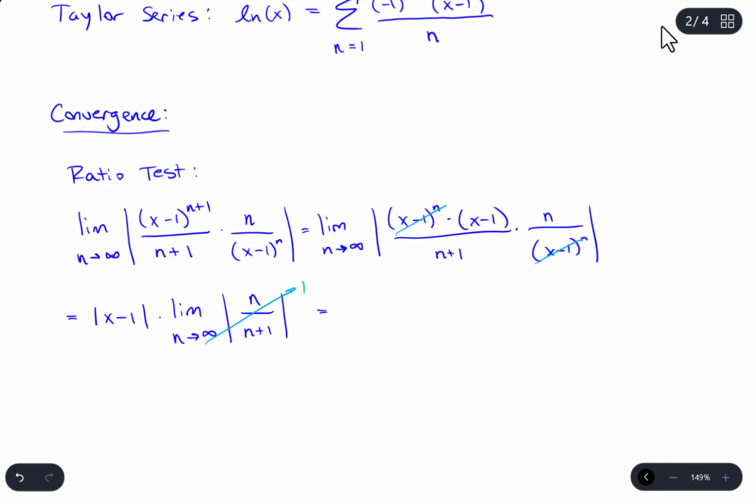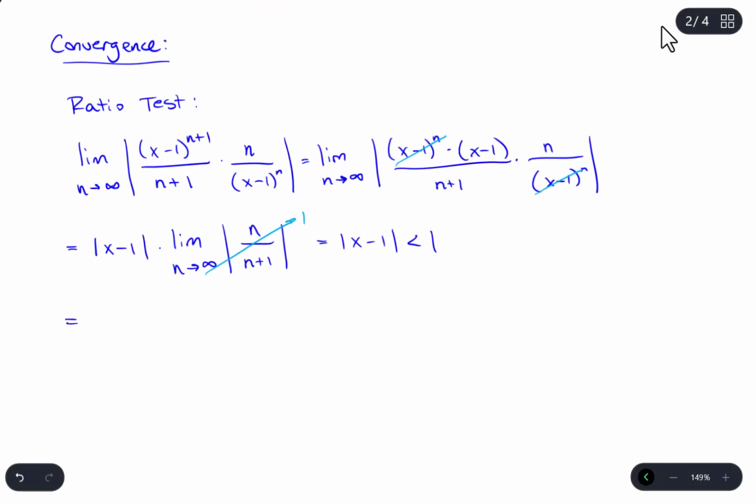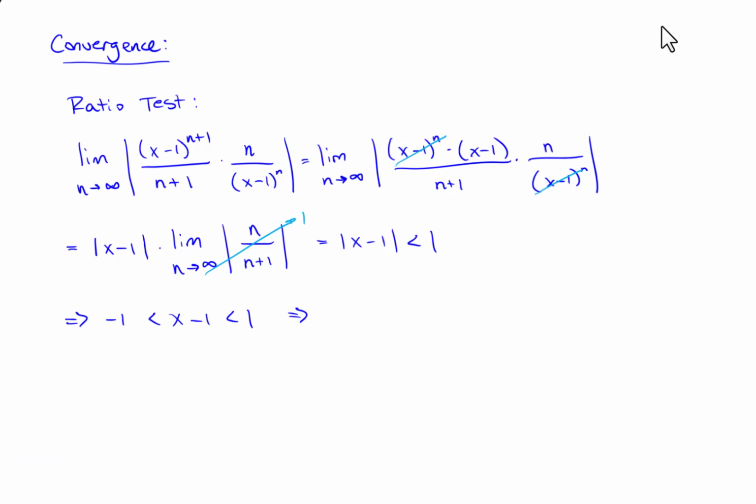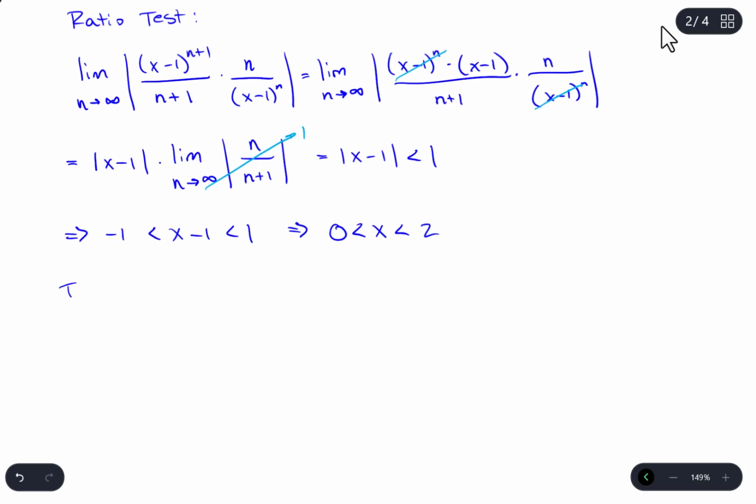So we have absolute value of x minus 1, which would converge whenever that's less than 1. So that tells me I have negative 1 less than x minus 1 less than 1, or if I add 1 to both sides, this is going to converge between 0 and 2, it looks like. Sorry about that. Of course, 1 plus 1 would be 2. We don't know what happens exactly at the endpoints. We would then have to test the endpoints.